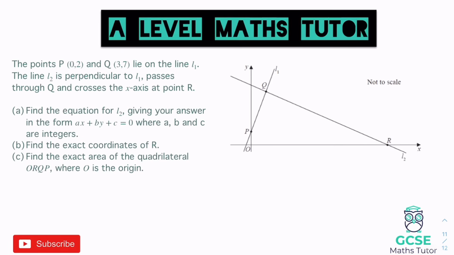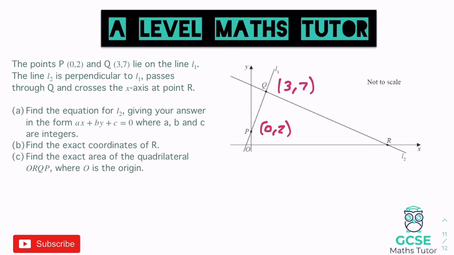So it says in the first bit of the words here, we've got the point P is 0, 2, and that's not given to us on the diagram, so I'm just going to label that on there, 0, 2. And then have a look at our next bit. We've got point Q, which is 3, 7. Again, not given to us on the diagram, so let's label that 3 and 7. And it says that they lie on L1. It says that line L2 is perpendicular and passes through Q and crosses the x-axis at point R.